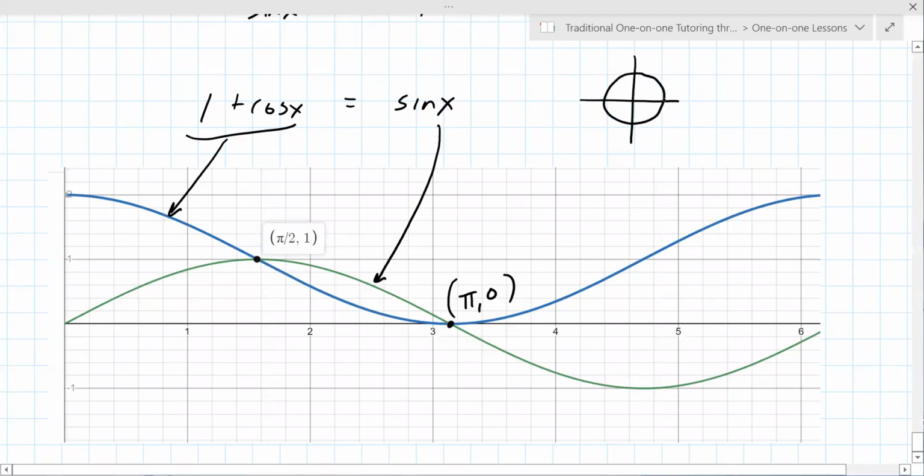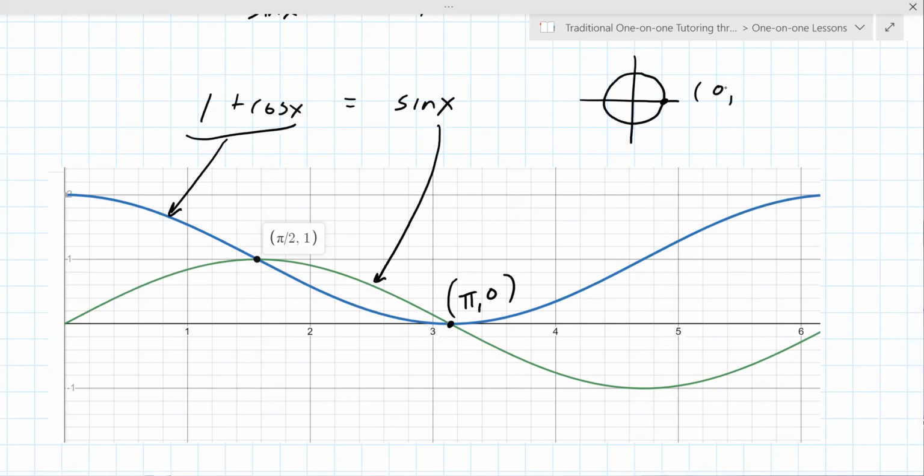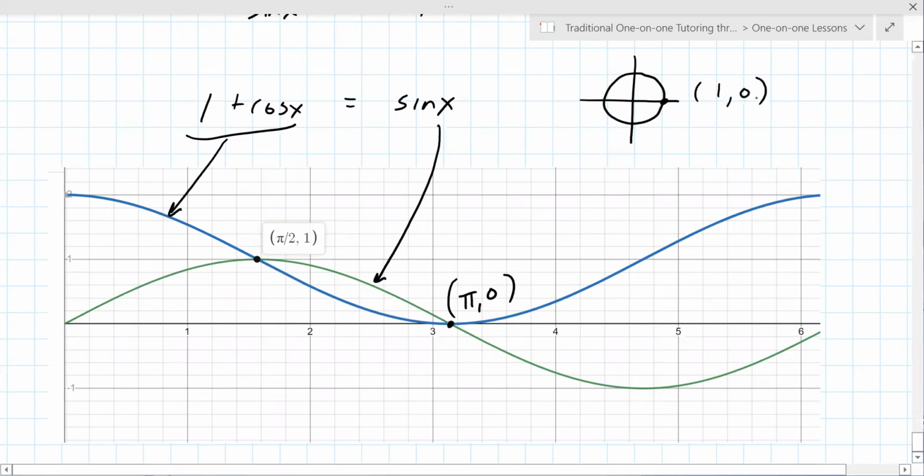You check at 0. At 0, cosine is 1 and sine is 0. So 1 plus 1 is 2. That does not work, and you see that here, they're way too far apart. Then you check the other one, (0, 1). Cosine is 0, 1 plus 0 is 1, sine is 1. Oh, that works. We can see that there.